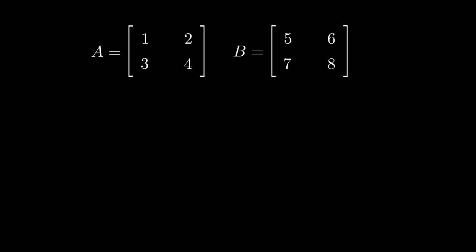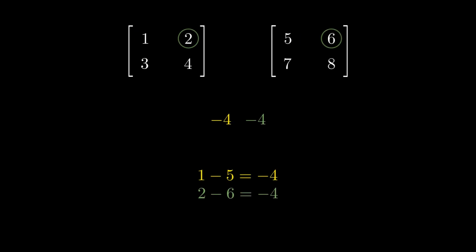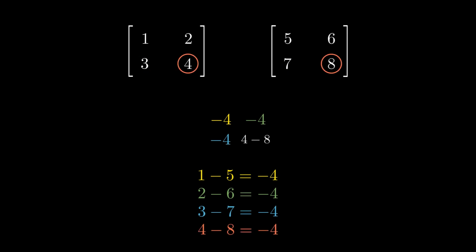Now let's go through matrix subtraction, which is a very similar procedure, except instead of addition, we do subtraction. And again, it produces a 2 by 2 matrix.